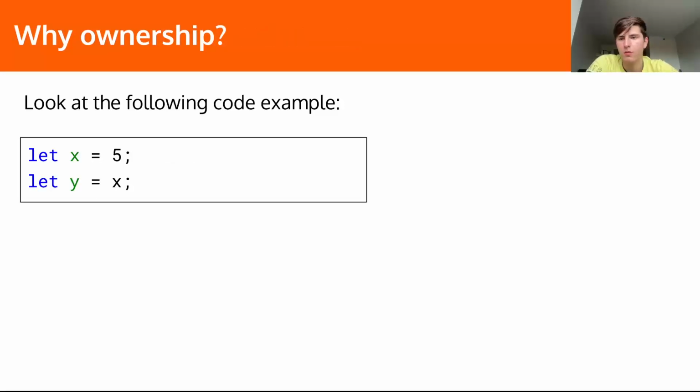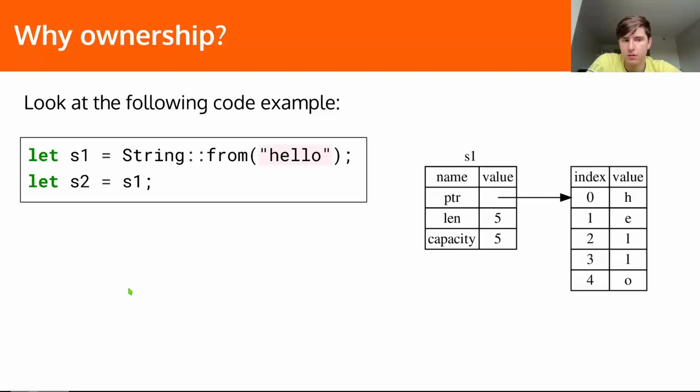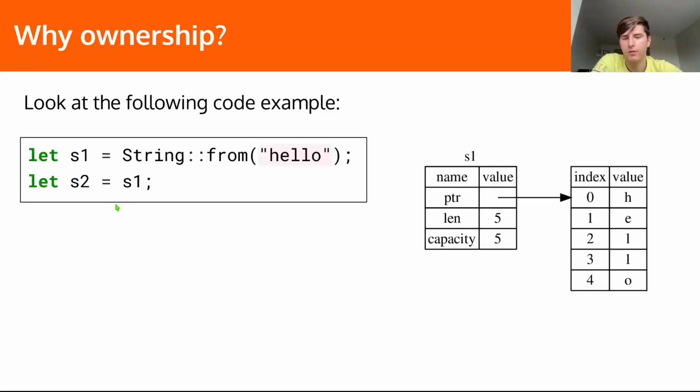So, why would you do this, right? Let's say you have a variable x that's 5, and you set y to x. This looks all right, right? These both are equal to 5, and they're both on the stack. This is okay, right? They're just 5. Each can fit in a single register.